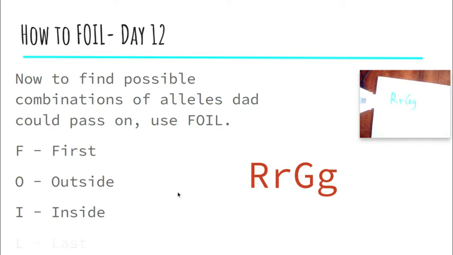And so now to find the possible gamete combinations of the alleles that this dad could pass on, we're going to use FOIL. First, outer, inner, last. So for foiling this, the first combination would be the first two of the big letters. So that would be big R, big G. The two outer ones, big R, little g. The inner ones, little r, big G. And then the last combination, little r, little g. So those are the possible gamete combinations that this parent could give.